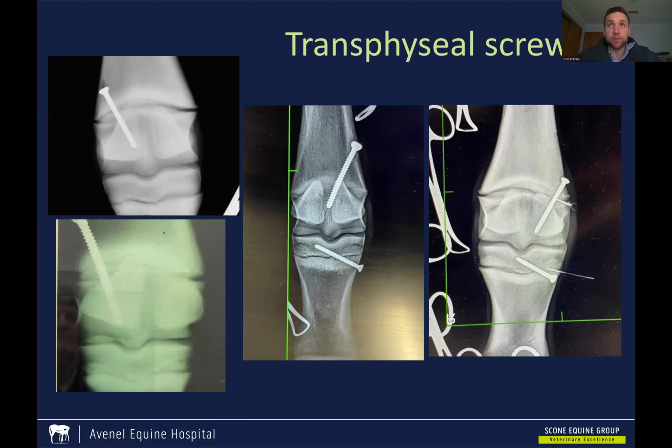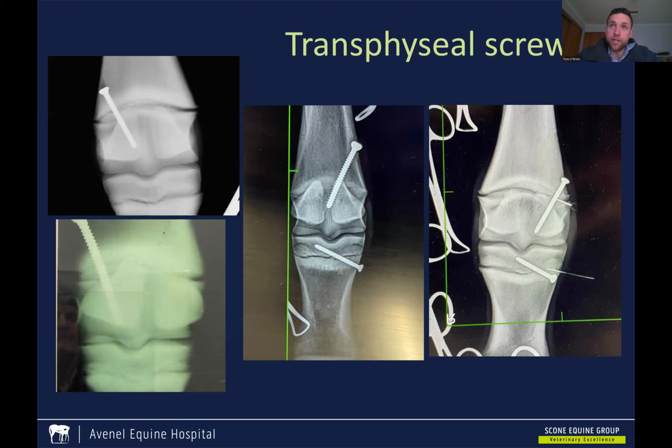There are a couple of important factors with this type of surgery. The screw doesn't need to be too long, and it needs to stay on the side of the growth plate that is experiencing growth that is too quick, because that's the side that we want to slow down. Now, here at Avenel, we put these in under anesthesia. There are some places around the world that will do these standing.